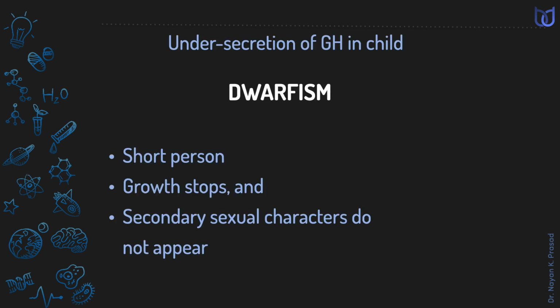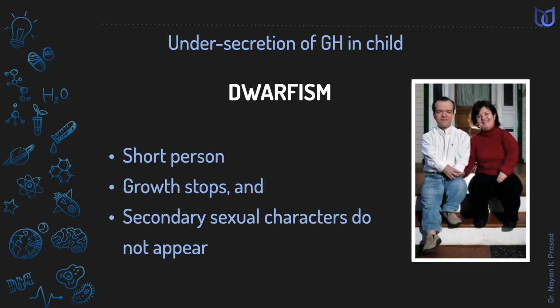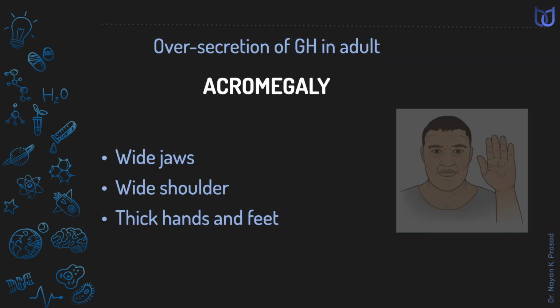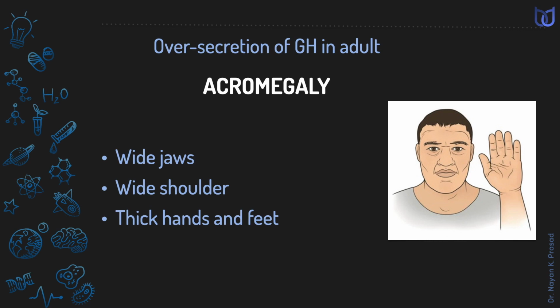Hyposecretion of growth hormone during childhood results in the disease dwarfism. Dwarfism is characterized by stunted growth. In this case, growth of the body stops and the secondary sexual characters do not appear. Hypersecretion of growth hormone during childhood, when the body is growing, results in gigantism. Gigantism is characterized by an extra tall person with disproportionately long limbs. Hypersecretion of growth hormone in adults causes acromegaly. It is characterized by wide jaws, wide shoulders, thick hands and feet, and a gorilla-like individual. This is all about pituitary gland.